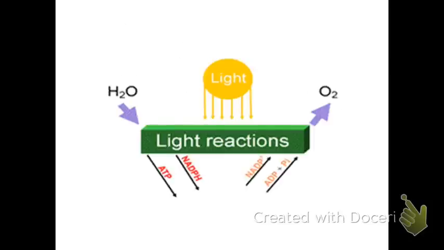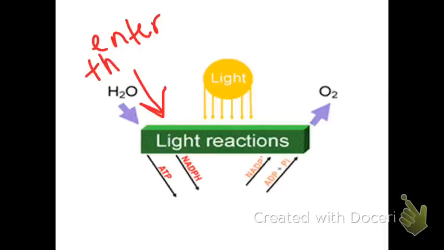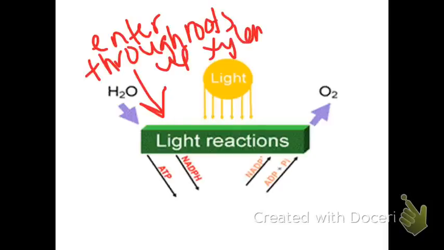Okay, so here is a quick little diagram that is a good visual to see how all this is happening. So here we have our water coming in. Water is coming in to our plant. Remember, water is going to enter through the roots, and it's traveling up the xylem to our leaf.